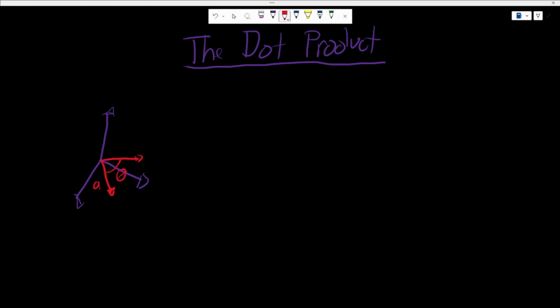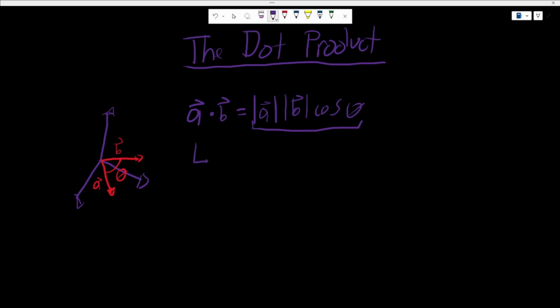Let's call this vector A down here, vector B down here. So if these things are true, then we could just say the dot product of A and B is equal to the magnitude of vector A times the magnitude of vector B times cosine theta. And we can use this to find angles between vectors.